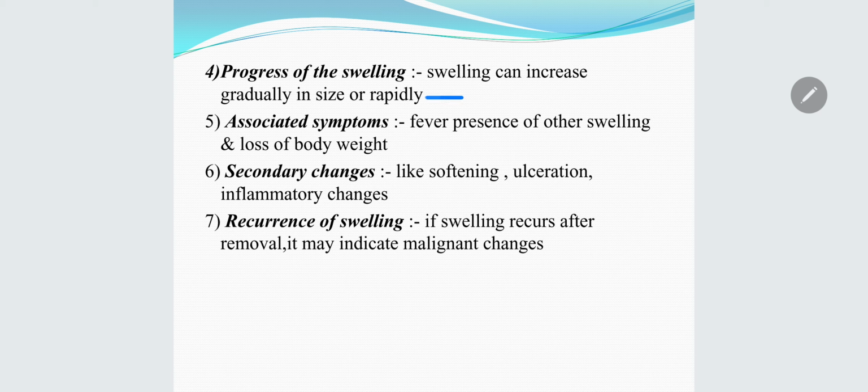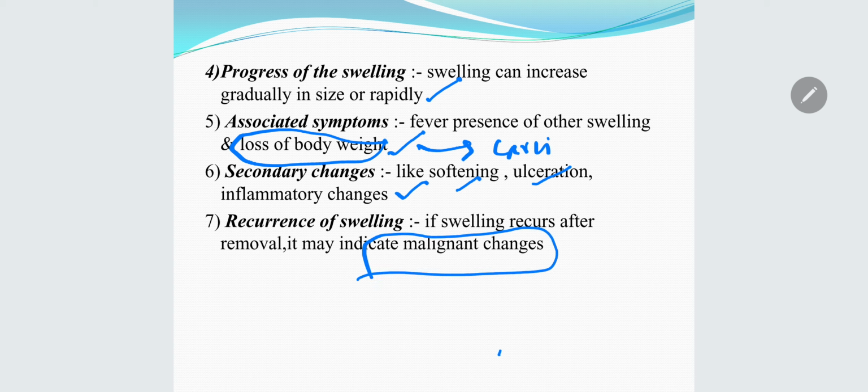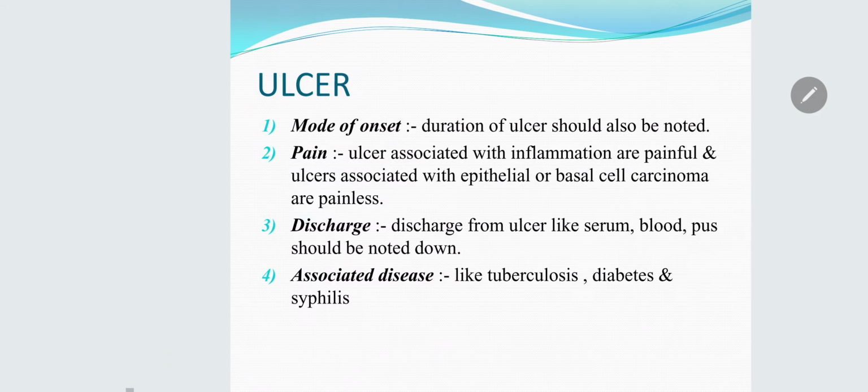Progression of the swelling, whether it has increased in size or decreased in size. Fever, presence of other swellings, or loss of body weight. Because of loss of body weight, you have to think about carcinomatous changes. Secondary changes like softening, ulceration, or any inflammatory changes. Recurrence of the swelling, because if there is any malignant change, the swelling usually recurs. So all these things you have to consider.